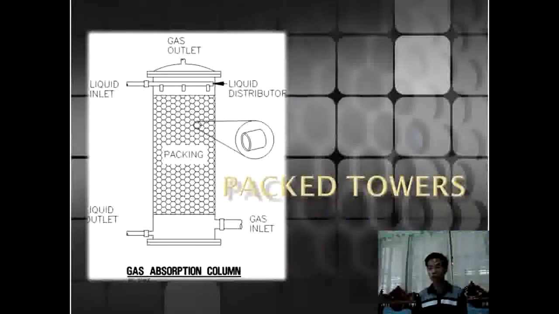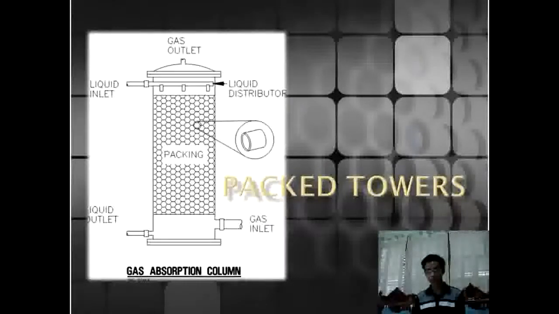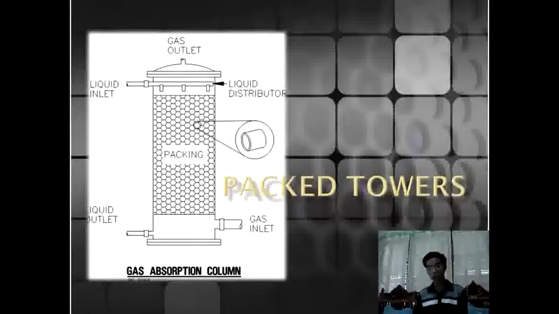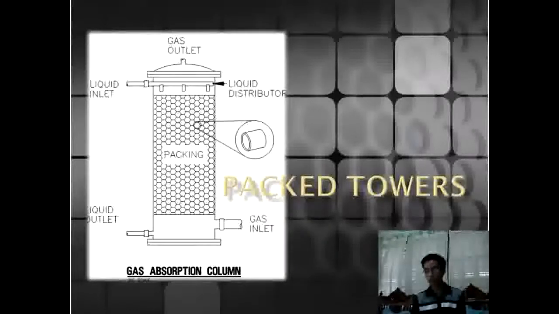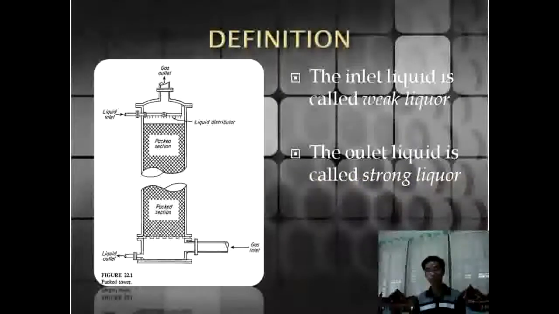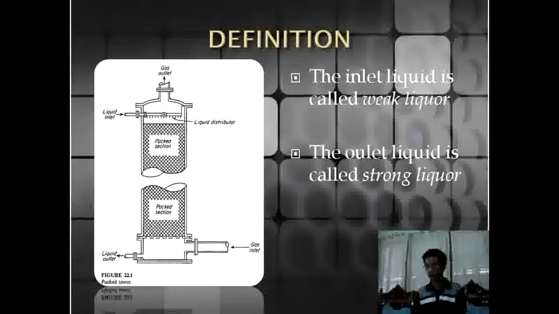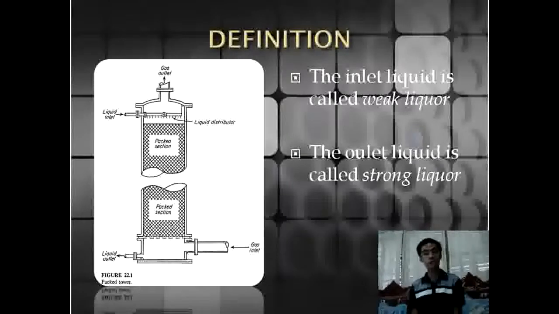So just to recall, a packed column consists of a column with inlets for liquid and gas at the top and bottom respectively, and outlets for liquid and gas at the bottom and top respectively. The column is filled inside with inert solids called tower packings. The inlet liquid, which may either be a pure solvent or a dilute mixture with the solute, is called a weak liquor. As it leaves the tower, it has already absorbed the solute particles from the gas stream, and the exiting liquid stream is now called a strong liquor.